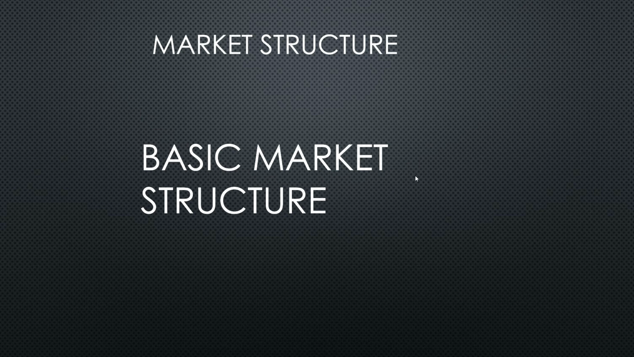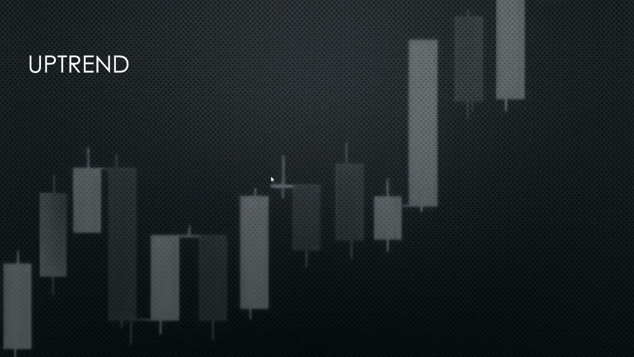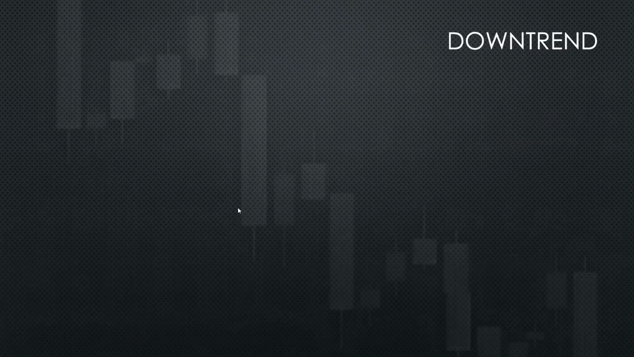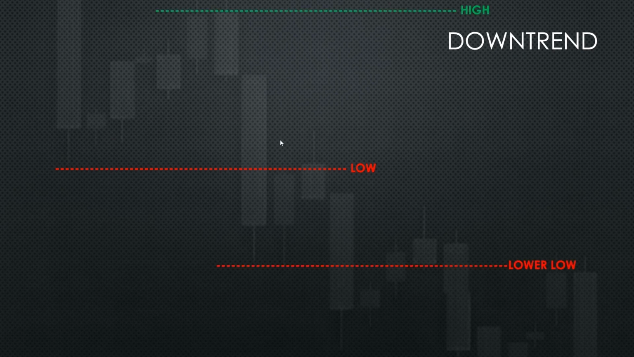So market structure. This is just basic market structure, nothing too complicated. If we're in an uptrend, we're looking for the market to have a high and a higher high, breaking the high, a low, and giving us a higher low and another higher low. If we are in a downtrend, we're looking for a low, a high, a lower low, breaking our low here, and giving us a lower high, breaking again this lower low, giving us another lower low, and giving us another lower high.